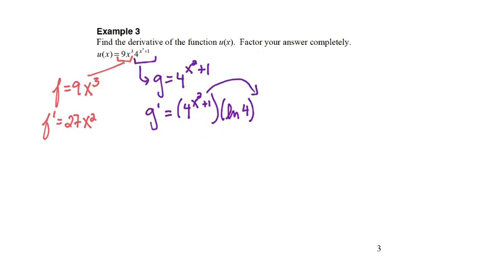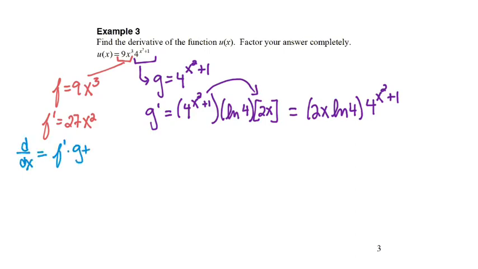Now the binomial x squared plus 1, the exponent, we take the derivative of that to be 2x. And let's see, natural log of 4 does not go away, but we do tend to rewrite the problem as 2x ln of 4, and then 4 to the x squared plus 1. If you don't write it that way, you would be okay. So I'm ready to take the derivative using the product rule.